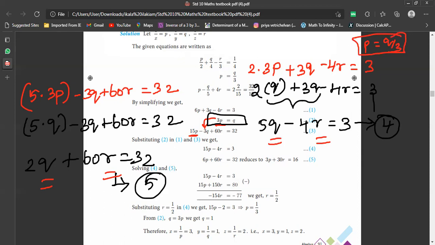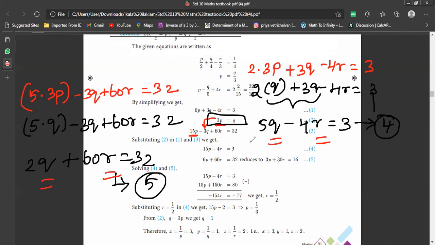Anything is fine. You can either change the P into Q or Q into P. It's just the relation between P and Q. You can solve it like this, or else you can solve it like this also. But make sure you have the same substitution on both the equations. Like in the first equation, I've replaced 3P as Q. In the third equation also, I did the same replacement. I replaced 3P as Q.